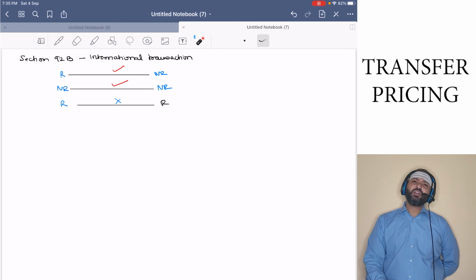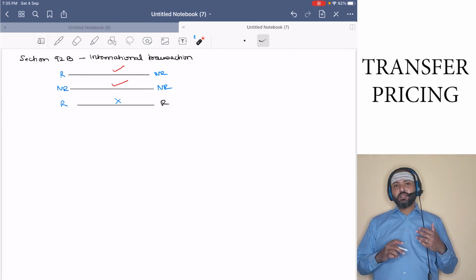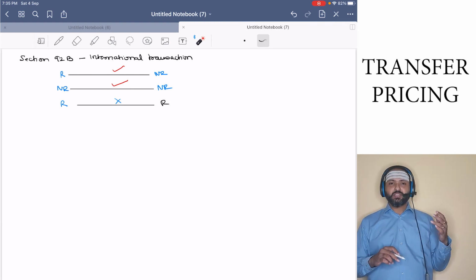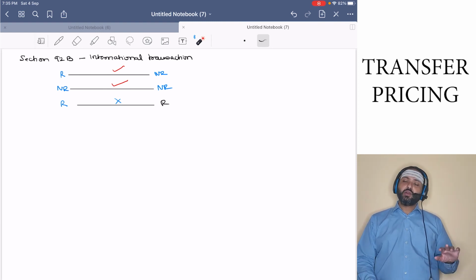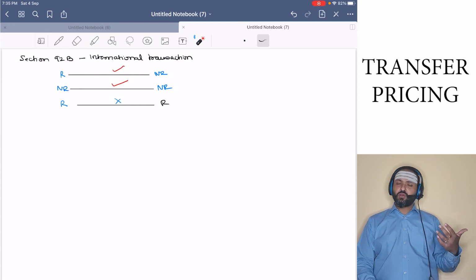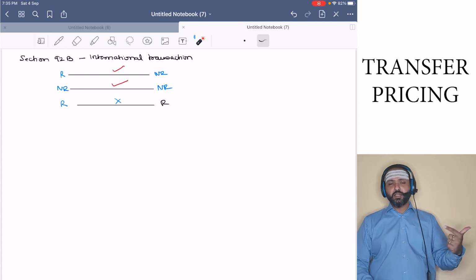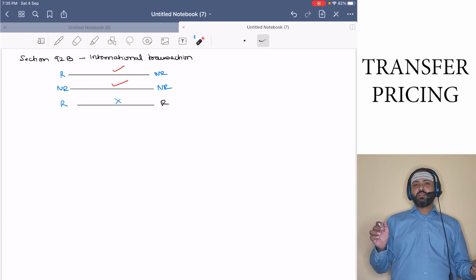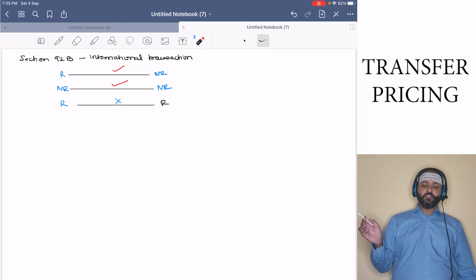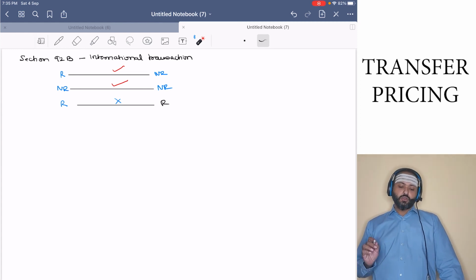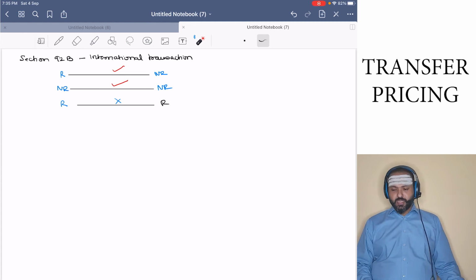So when can non-resident to non-resident happen? When one of the non-residents has income that is taxable in India, because the income would have accrued or arisen in India, or deemed to accrue or arise in India, the concept would have gotten triggered. Therefore, the transaction between these two parties would also be subject to transfer pricing study. Okay, so now this is the international transaction.